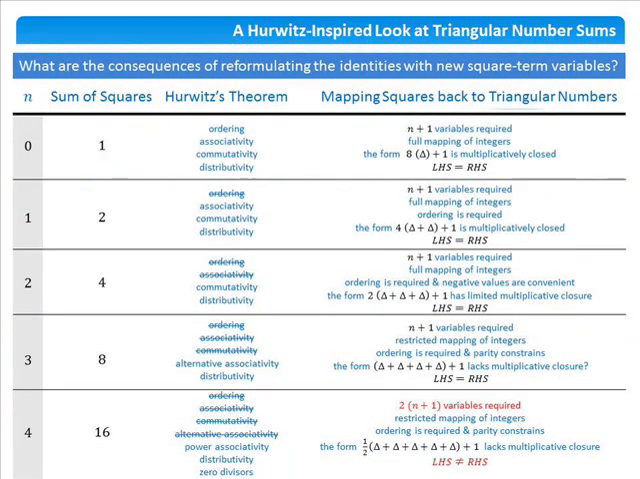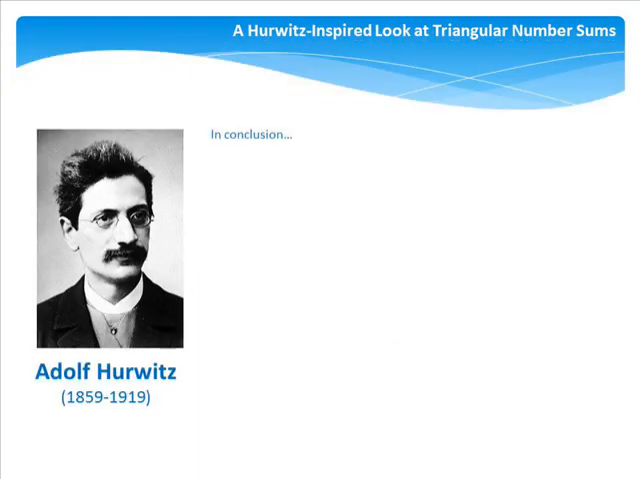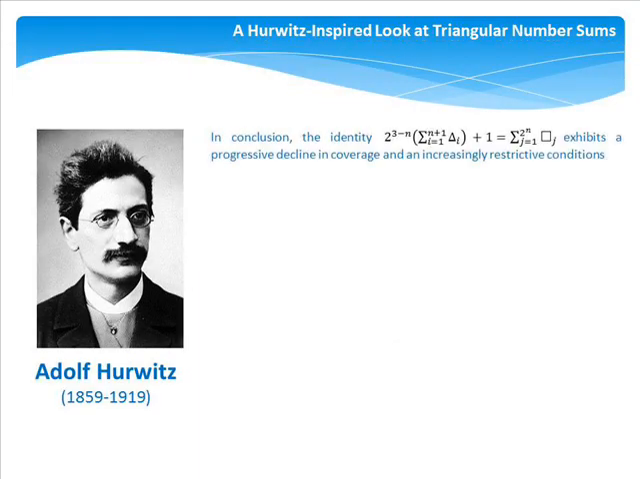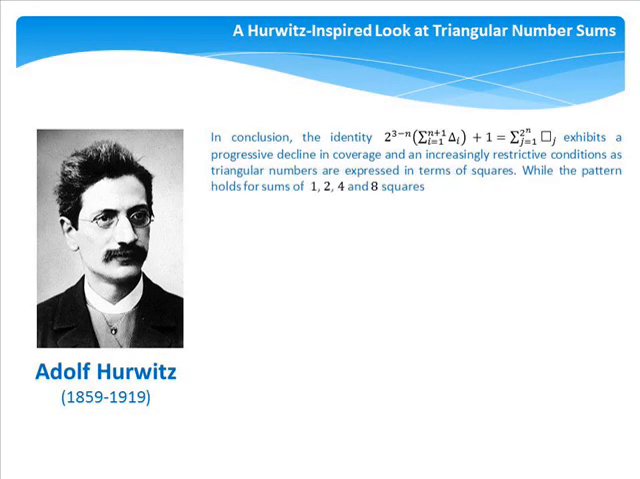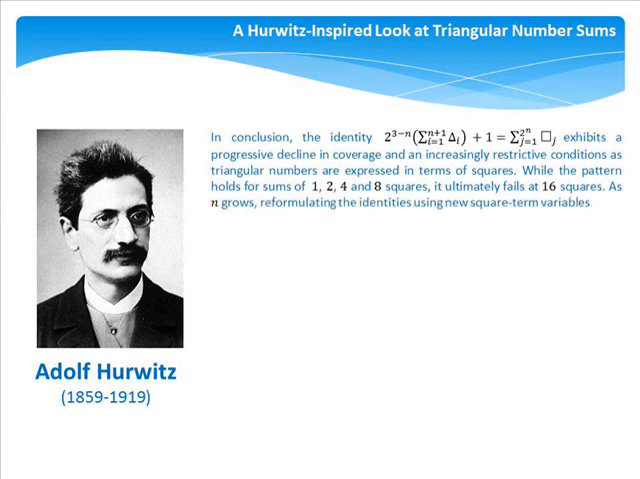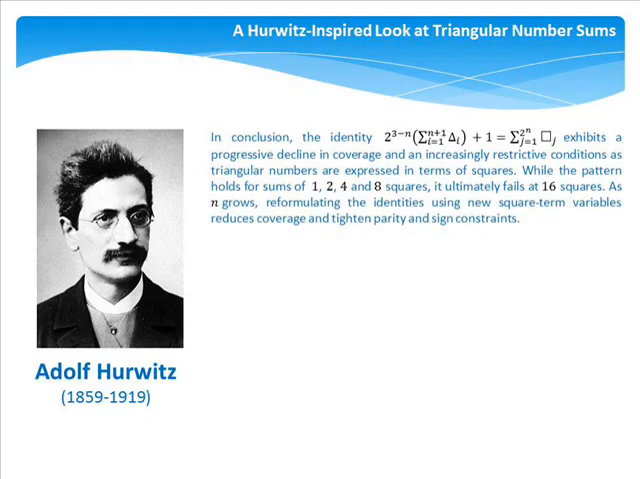To summarize, for n equals 4, twice the number of variables are required, that is 2 times n plus 1. And a fundamental condition, that the left-hand side equals the right-hand side, is not even satisfied. In conclusion, this identity exhibits a progressive decline in coverage and increasingly restrictive conditions as triangular numbers are expressed in terms of squares. While the pattern holds for some of 1, 2, 4, and 8 squares, it ultimately fails at 16 squares. As n grows, reformulating the identities using new square terms variables reduces coverage and tightens parity and sign constraints.